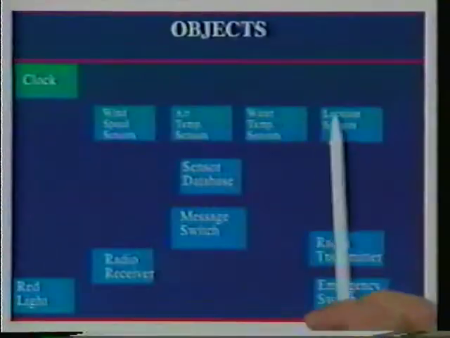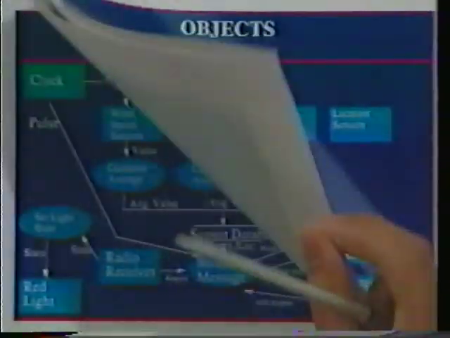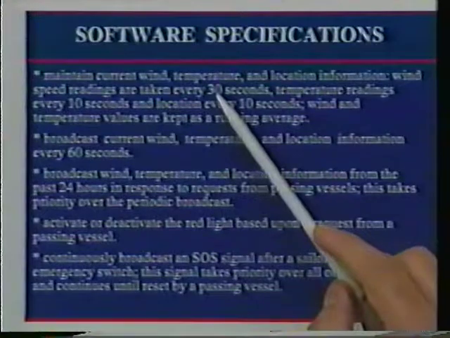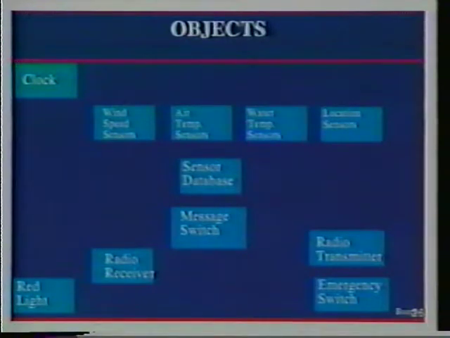The other way of doing it is, if there is no reusable object, I will look at each one of these objects and say, what are my inputs, what are my outputs, what are my inputs to the wind speed sensors. So I have to say, well, the wind speed sensor gets a message from the clock every 10 seconds, or rather every 30 seconds. As you have seen here, the wind speed readings are taken every 30 seconds. So every 30 seconds, this wind speed sensor gets a message from the clock object.